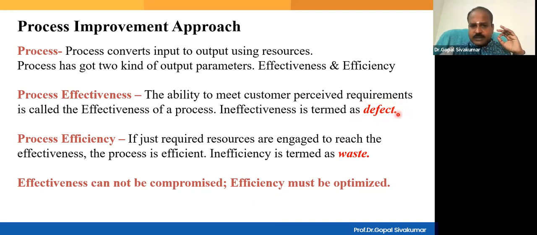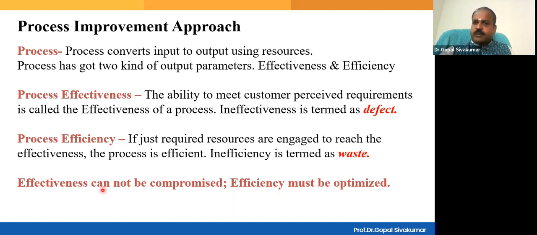So focus of effectiveness means we are trying to produce defect-free output. Efficiency means we are trying to produce the output with resources consumed in exactly required quantity. Any excessive consumption of the resource will make you inefficient, and such an act of being inefficient should be called waste. Japanese call it muda in their language, M-U-D-A. Muda means waste, right? So effectiveness can never be compromised and efficiency must always be optimized. Hope people can appreciate this statement.